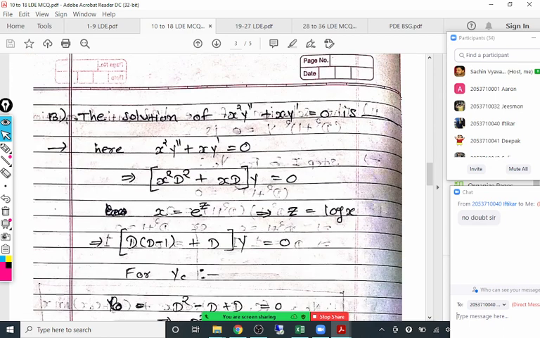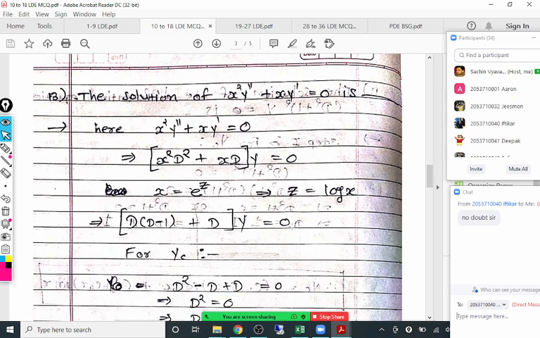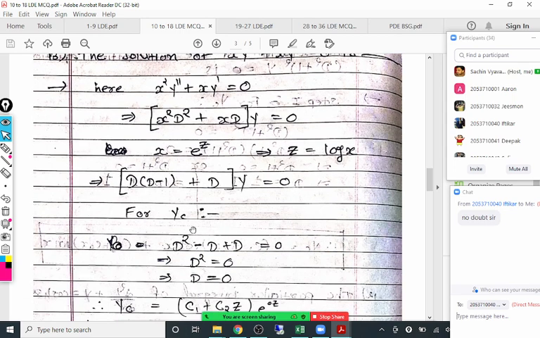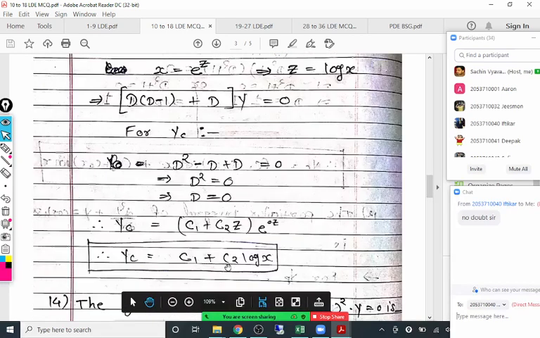13. Solution of, this is the Cauchy's form. I think this type of question we already completed. And you'll observe minus D plus D squared is 0. And here is the correct answer, C1 plus C2 ln x or log x.